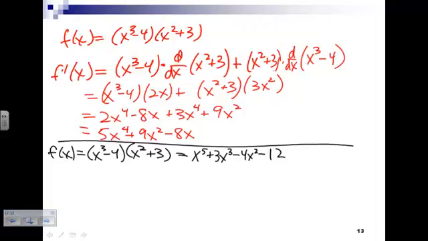Okay. Based on that expanded polynomial, I'm going to take the derivative. The derivative of x to the 5th is 5x to the 4th. The derivative of 3x cubed is 9x squared. And the derivative of negative 4x squared is negative 8x. The derivative of 12 is 0. I'm not going to write it down.